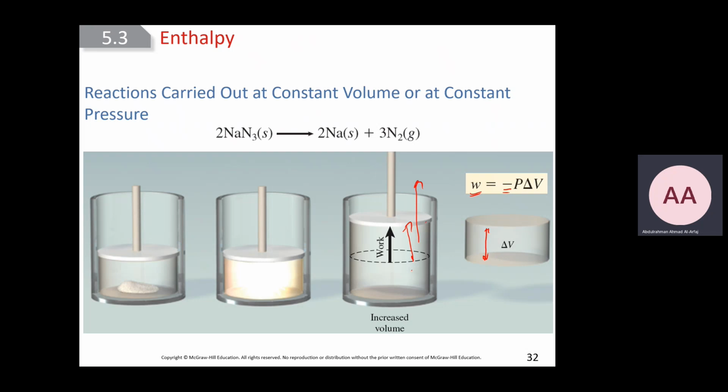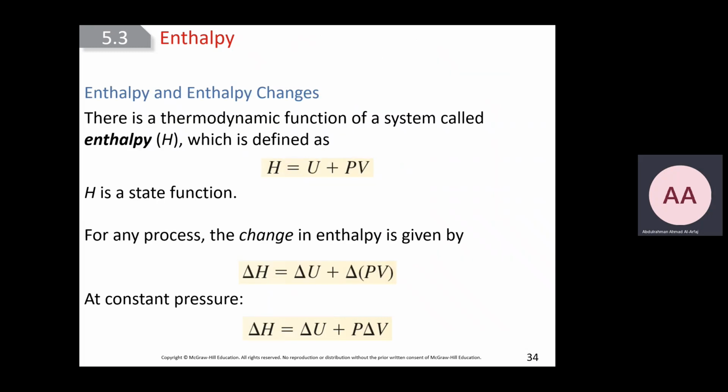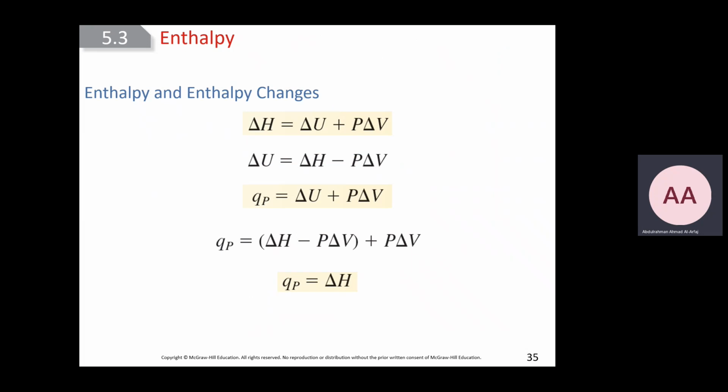And that's why W is equal to minus P delta V. So if delta V is zero, there is no change, this value is 0. In this case, delta U will be equal to Q_V, since there is no change in volume, we're going to call this QV. At the same time, if there is change in volume but no change in pressure, then QP will be equal to the enthalpy.